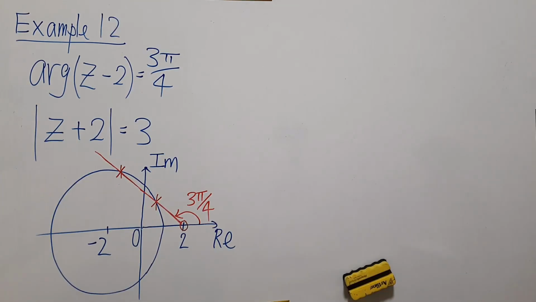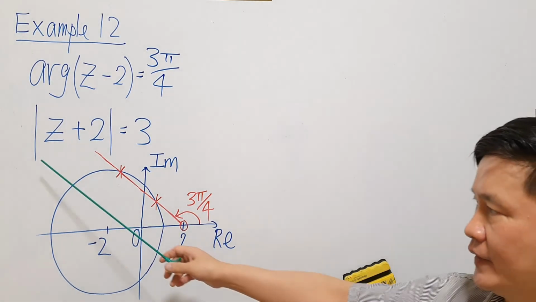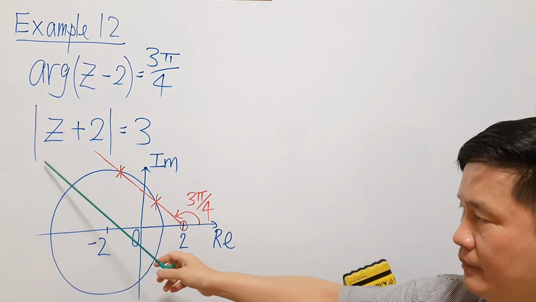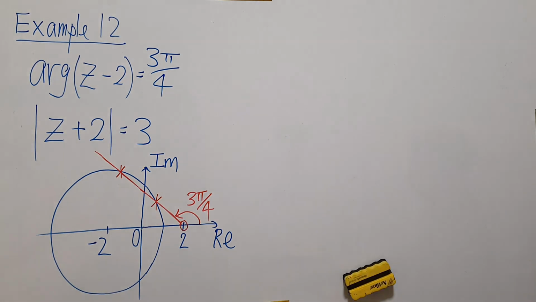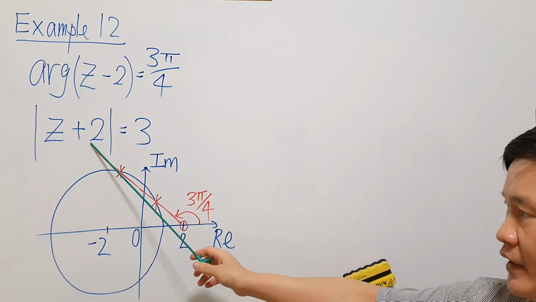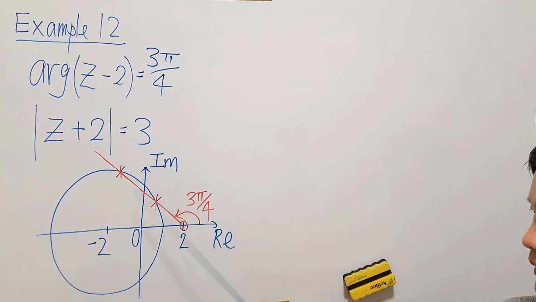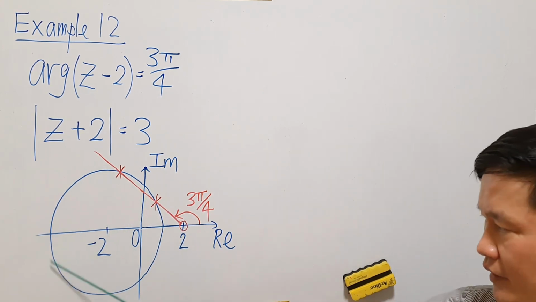Okay, in the case of example 12, just like example 11, you are given two conditions or two equations that the complex number z must satisfy. Let's look at this one first. This is actually a circle centered at -2 and the radius is 3. Centered at -2 and the radius is 3 units.